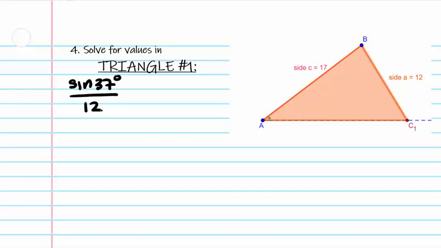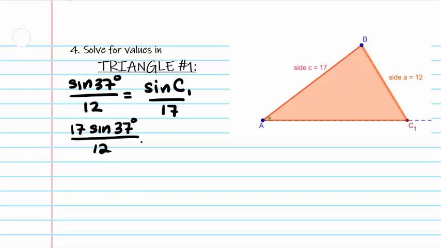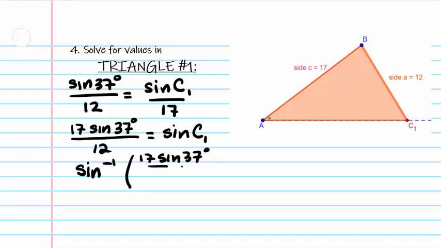So I'm going to set up my law of sines. Sine of 37, which is the measure of angle A, over its opposite side, which is 12, is equal to the sine of C1, our missing angle, over its opposite side, which is 17. Now I'm going to multiply both sides by 17, and I get sine of C is equal to 17 sine of 37 over 12. And then to solve for my angle, I'm going to use my inverse trig function, my inverse sine.